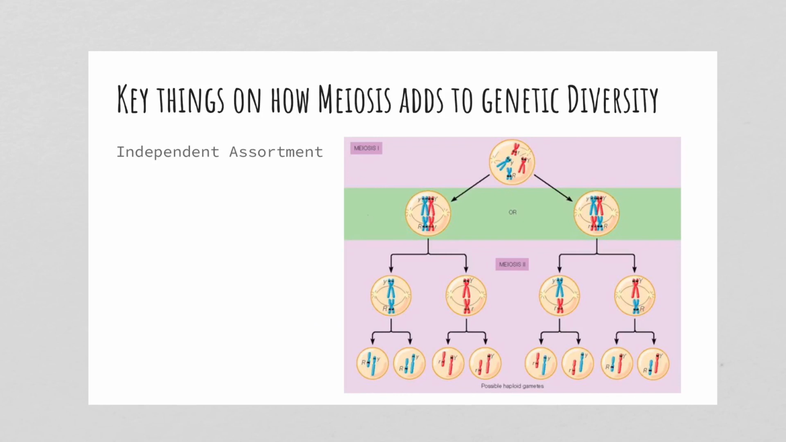The other big thing to also remind yourself about meiosis and how it adds to genetic diversity is independent assortment. Depending on how the chromosomes line up in metaphase really depends on what ends up going into the gametes. And there's all these different combinations that can occur. So because of these two things, it really shows how unique you are when it comes to all the different things that could be possible from meiosis.